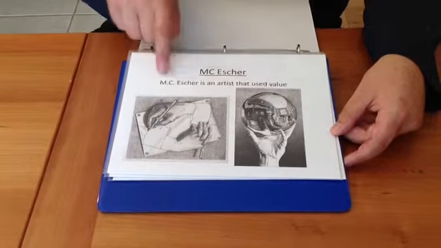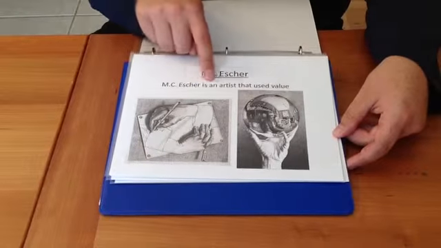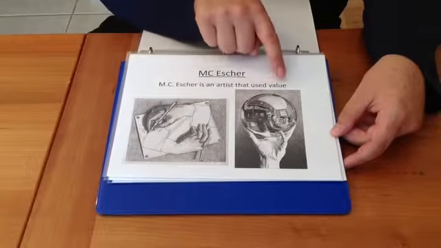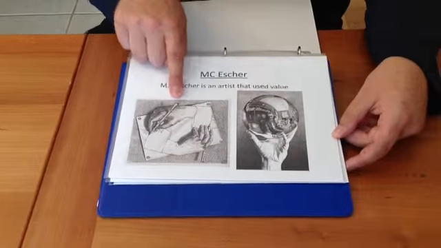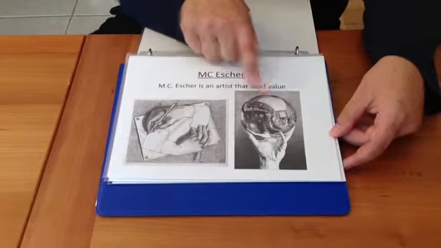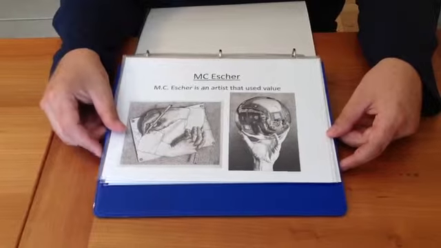MC Escher. MC Escher is an artist that used value. Here is one of his drawings, and here's another one of his drawings. There is value in both.